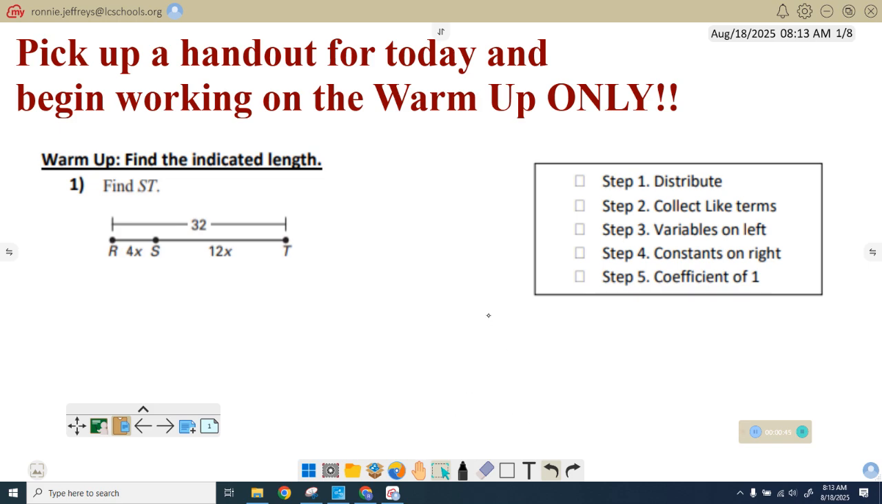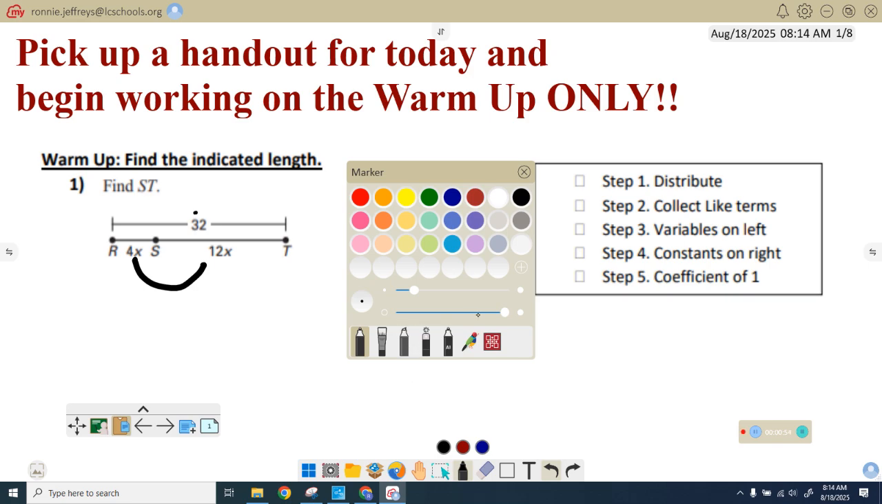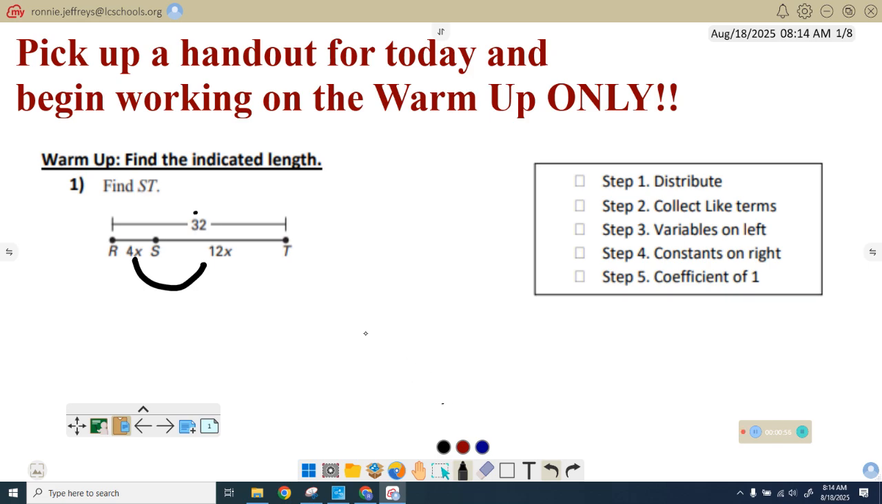So when we're setting this up, it's going to be this plus this equals this. All right. Hopefully some of y'all did actually start this.